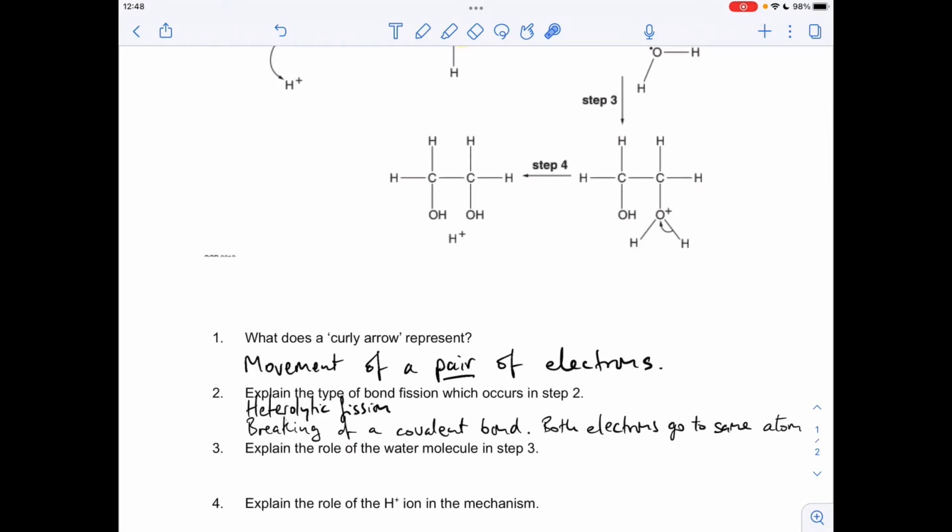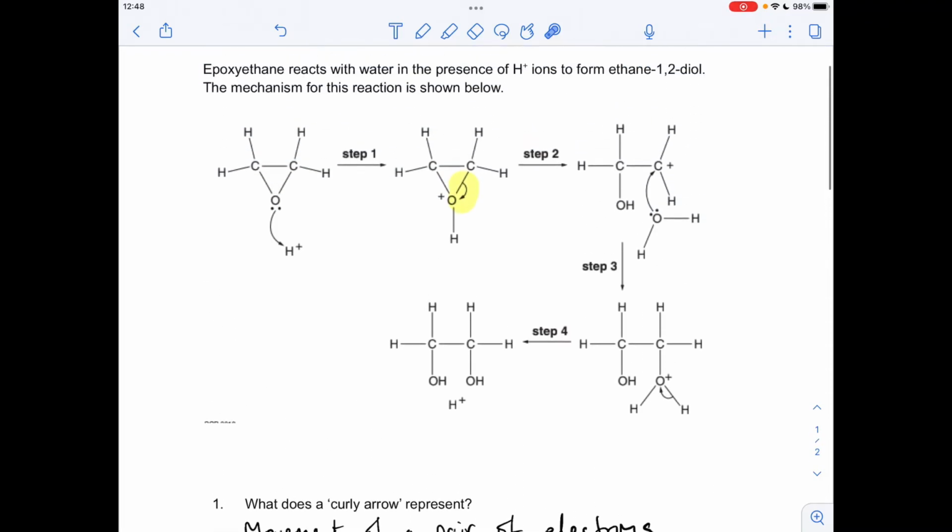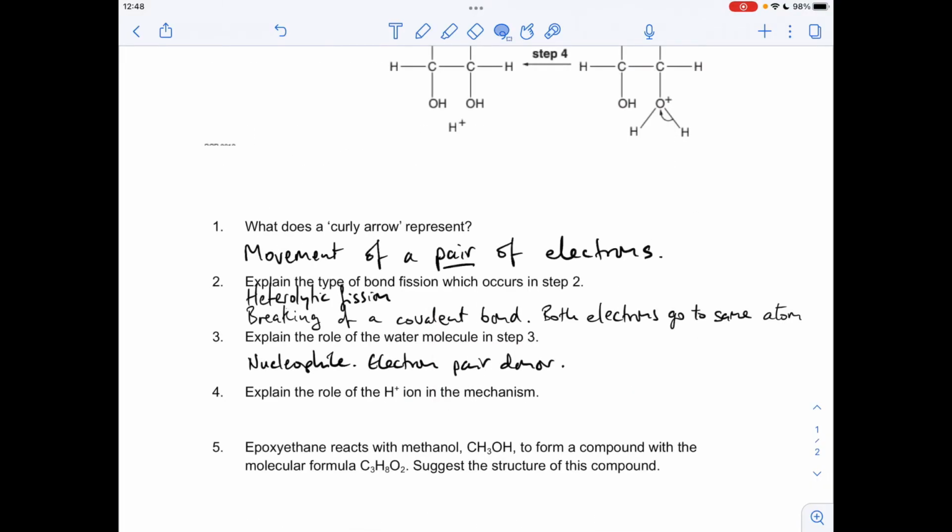Question 3, explain the role of the water molecule in step 3. So there's the water molecule there. What's it doing? It's donating a pair of electrons to that carbon with the positive charge. So it's acting as a nucleophile.